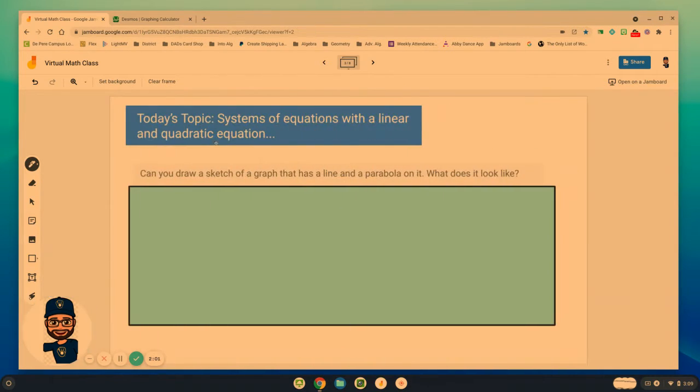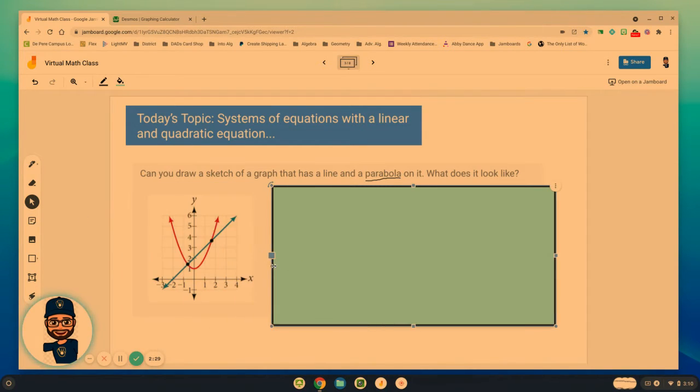Now, again, today's focus is more so on systems of equations with one linear and one quadratic. All right, do you remember the shape that a quadratic equation makes? Well, it's a parabola, an upside down U or an open U. So here's my question for you. Can you draw a sketch of a line that has a parabola either on it or the line and a parabola together? What might it look like?